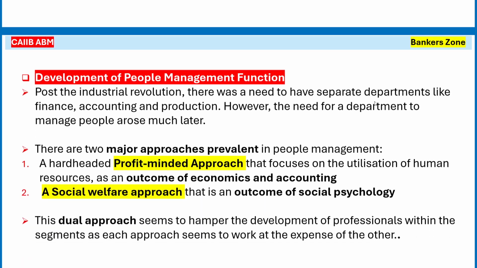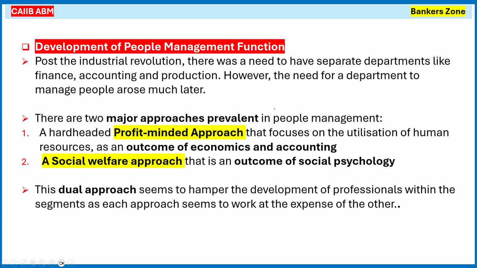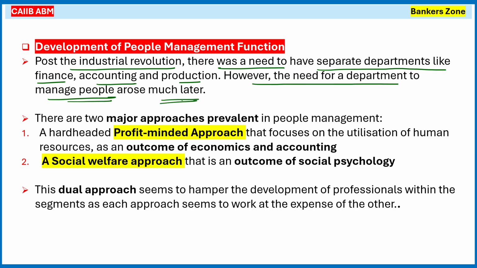Next is the development of the people management function. Friends, with the industrial revolution, there was a need for separate departments for finance, accounting, and production. However, the need for a department to manage the people arose much later. Previously there were only a few departments, like finance, accounting, and production. There was no HR department previously, right?